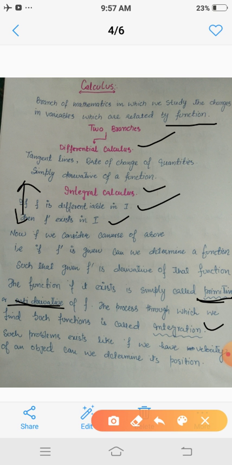Such problems exist in real life, like if we have the velocity of an object. From velocity, can we determine its position? Yes, we can determine it, because if we have the velocity, we can determine its position. Now the position here is the indefinite integral of the velocity, or simply the distance or position here is the antiderivative, or the primitive, of the velocity. So such problems exist in the real world.